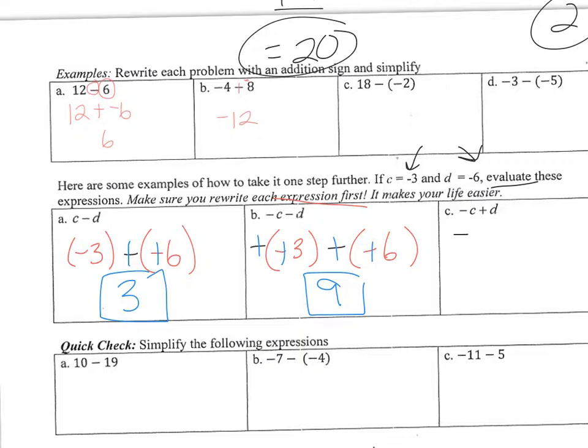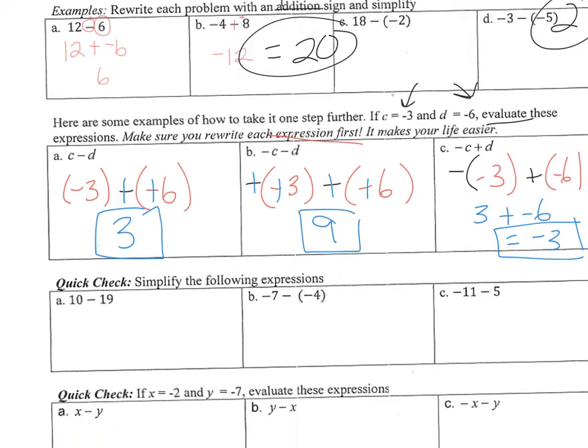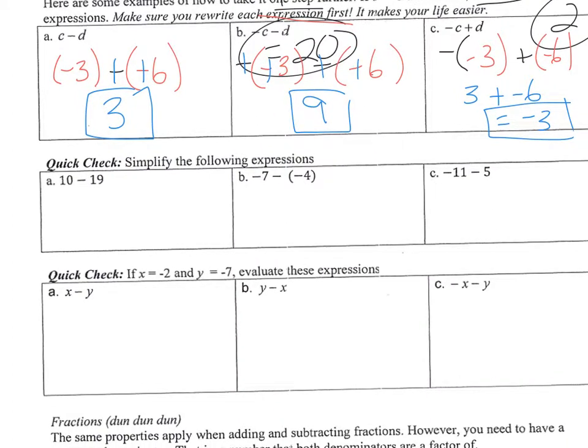And then negative C, which is negative 3, plus D, which is negative 6. So negative 3 is 3, plus negative 6, which is negative 3, is the answer. Okay, let's try some of these out. So simplify these.